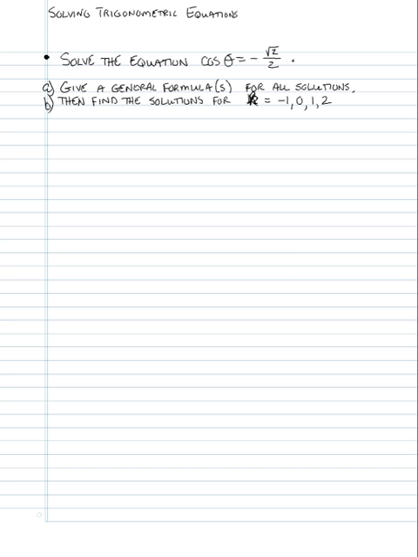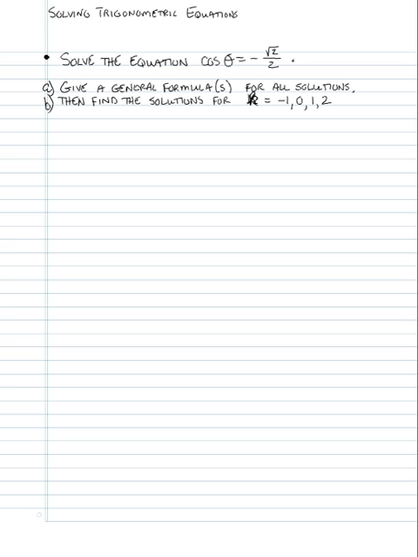So here's our problem. We're to solve the equation cosine of theta equal negative square root of 2 over 2. And notice here it doesn't say over the interval from 0 to 2 pi. It doesn't say that. It just says solve the equation. Now, a part you see here, it says give a general formula or formulas, and a lot of them will be more than one formula, for all solutions. And so that's the idea that we're going to actually show how we determine all of the infinitude of solutions.